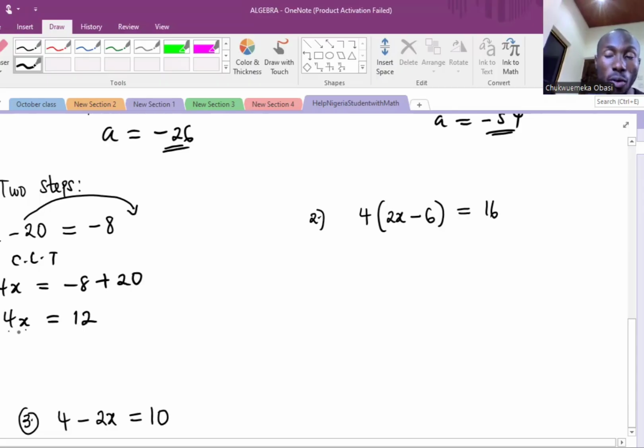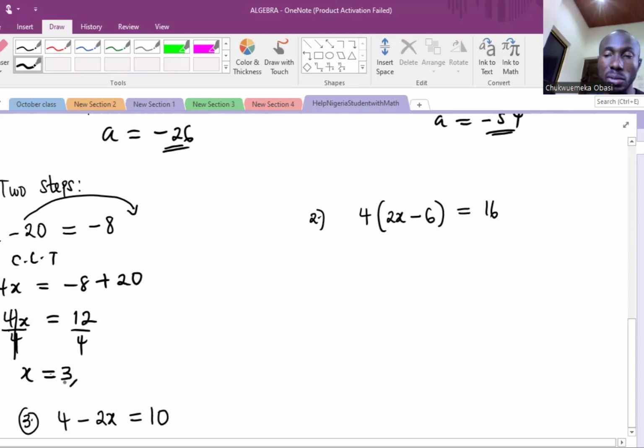To get rid of 4, you have to divide both sides by 4. Or you can also think of it like x is the variable, 4 is the coefficient. You divide both sides by the coefficient of x, which is 4. So you're dividing both sides by 4 like this. Finally, this 4 will cancel out. 4 divided by 4 is 1. So now you have x equal to, what is 12 divided by 4?